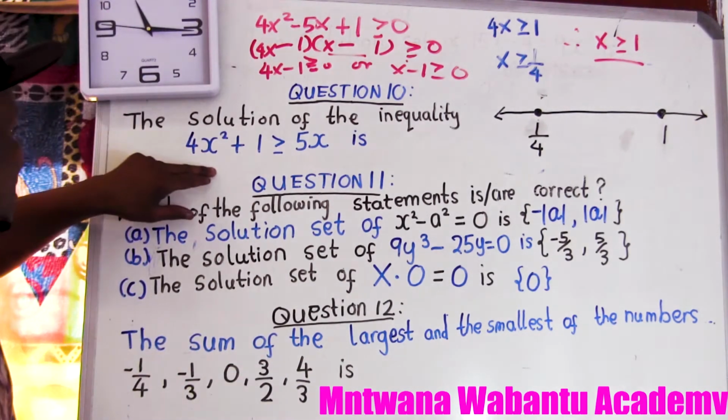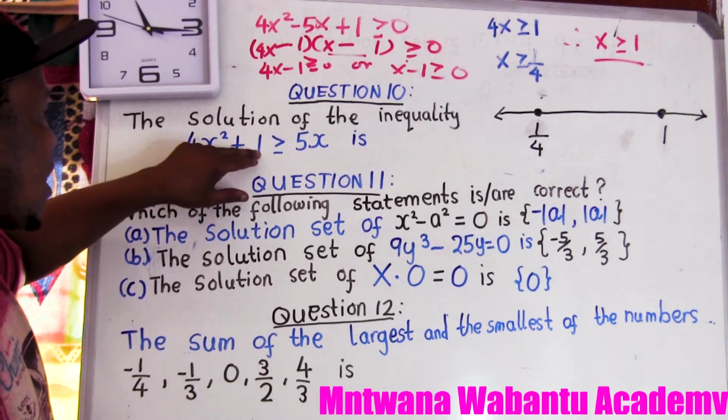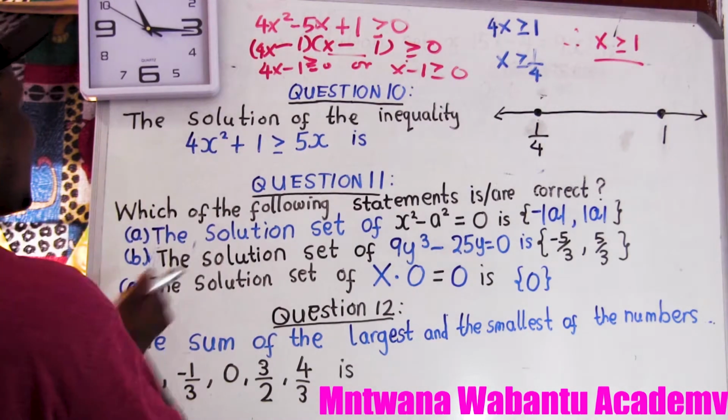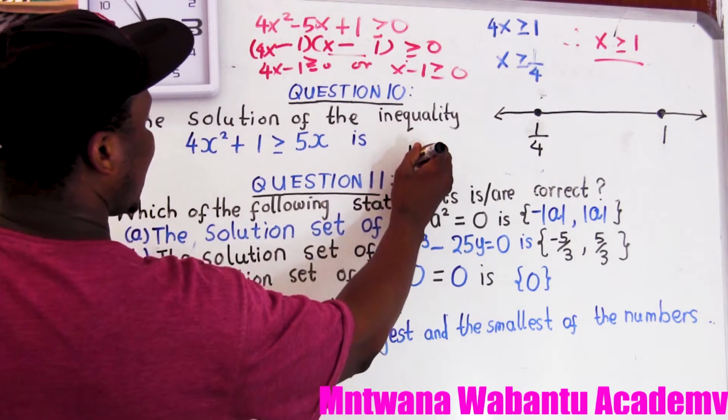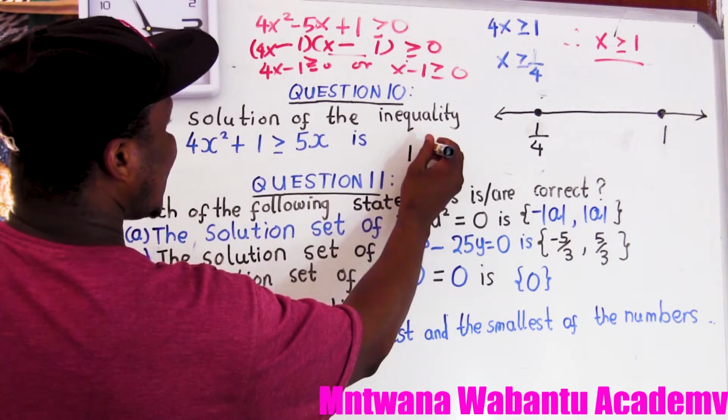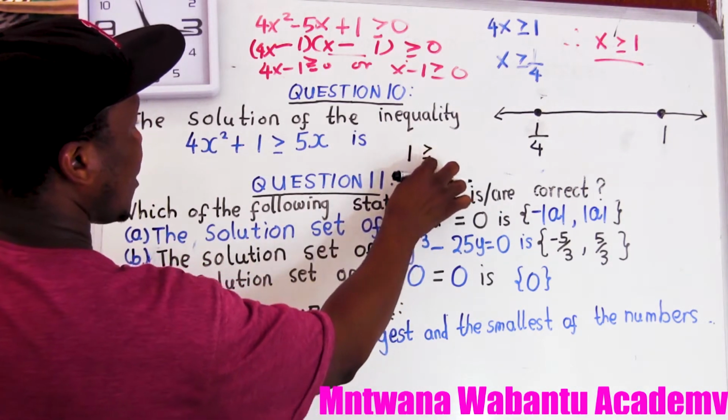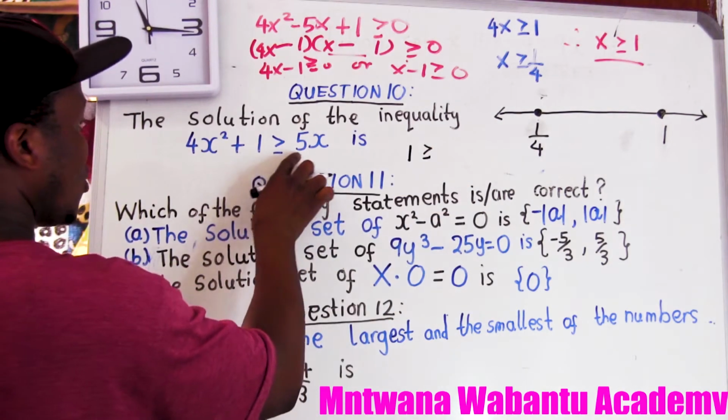Put 0 here. 4 times 0 equal to 0. +1, 1. Okay, so if x equal to 0, the left hand side is going to be 1. Now we want to see if it's true. It's going to be greater or equal to, what is our x?